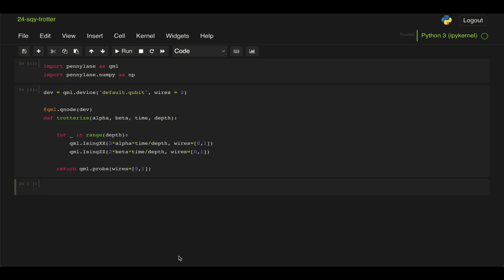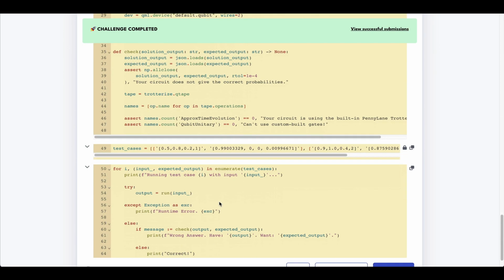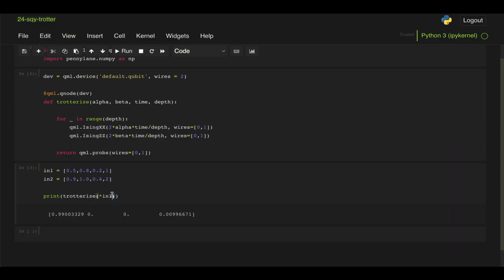Now we have 2 inputs given to us, and all we need to do is print this Trotterize function with, let's say, input 1, and here we get 0.9900 and 0.0099. If we look at the result we're supposed to get for the first input, that's exactly what we get. Then for the second one, we should get 0.876 and 0.124. We can check that for input 2, and we get the expected answer.